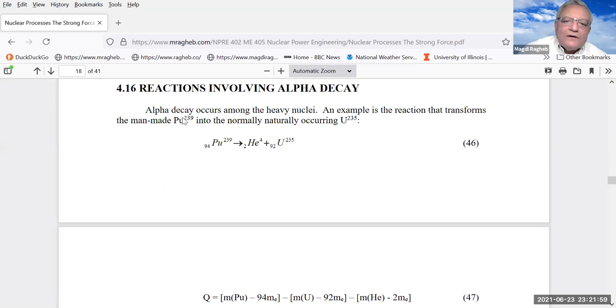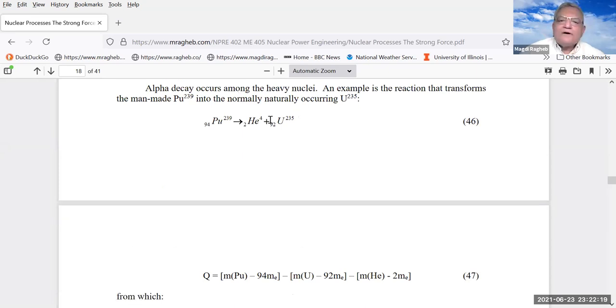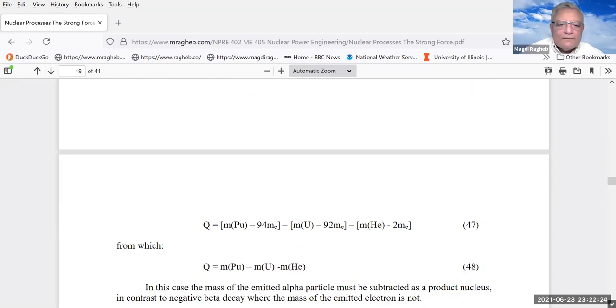So plutonium-239 that we produce in our fission reactors from uranium-238 through the breeding process eventually turns into uranium-235, that very few people know, by the emission of an alpha particle. In general, again, we studied last time that by conservation of momentum, we can calculate how the energy partitions itself among the different elements.